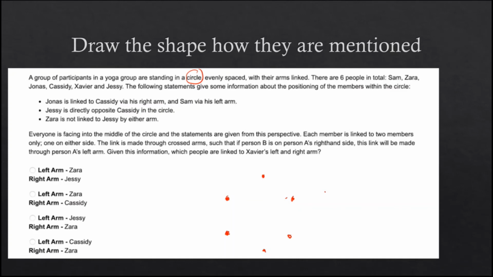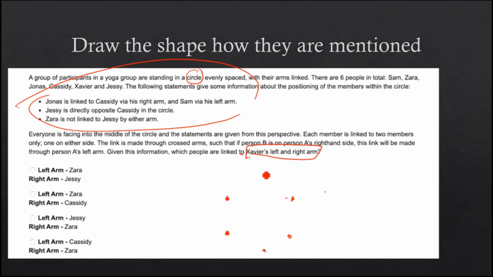So each member is linked to 2 members only, one on either side. The link is made through crossed arms, such that if person B is on person A's right hand side, this will be made through person A's left arm. And the question is asking which people are linked to Xavier's left and right arm. So reading these questions, I only need to know about Xavier's left and right. So starting off, I can use the information that's been provided. So I know that Jonas is linked to Cassidy via his right arm.